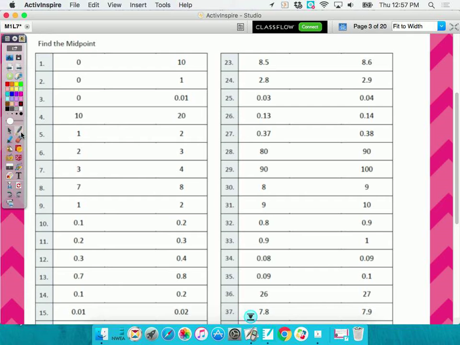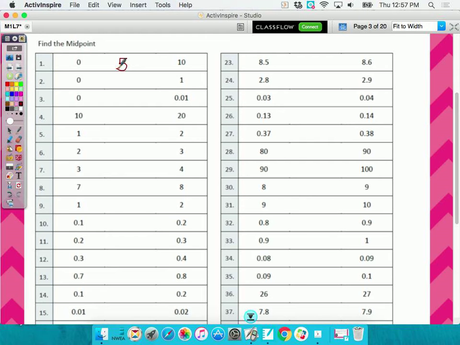Sometimes I just have to use what I know about numbers on the number line. Up here's the number line, okay? 0 is right here, so halfway between 0 and 10 is what number? 5. So in that case, I'm going to use what I know about the number line.